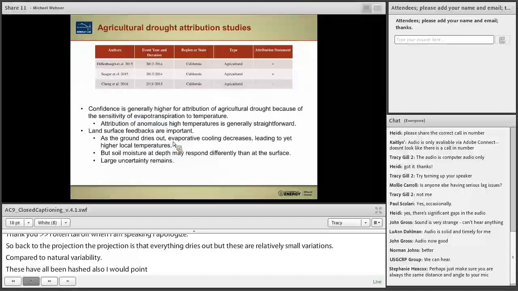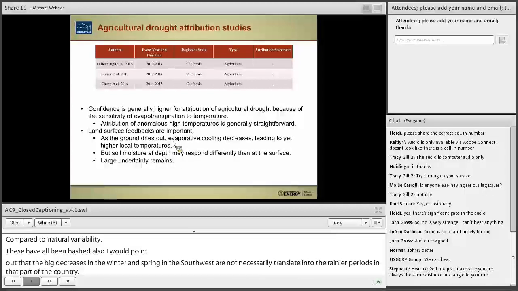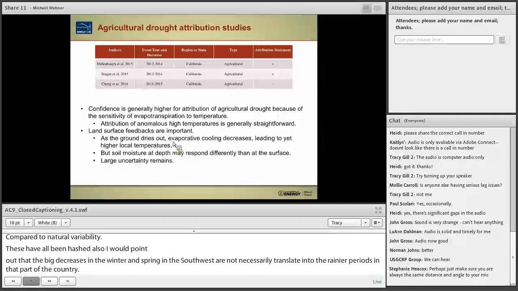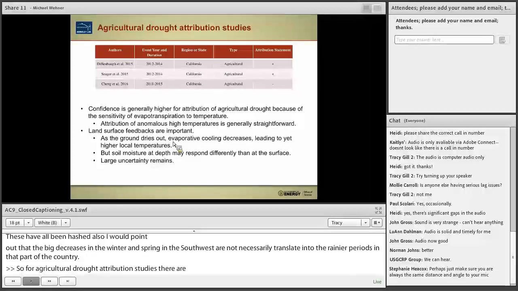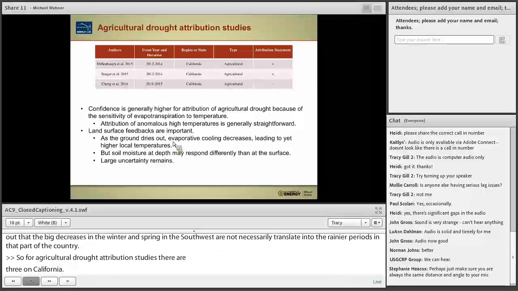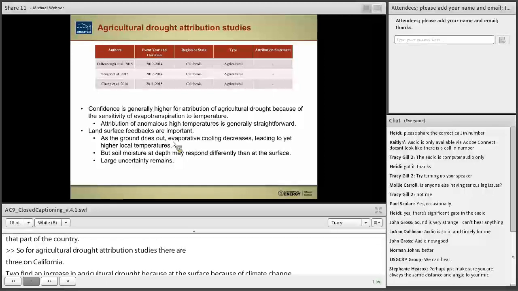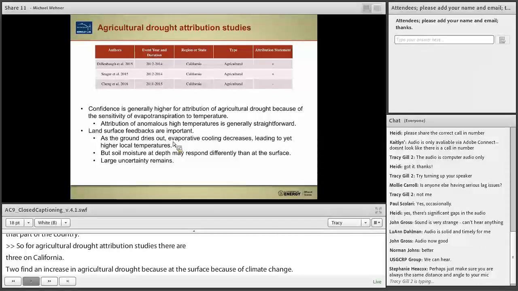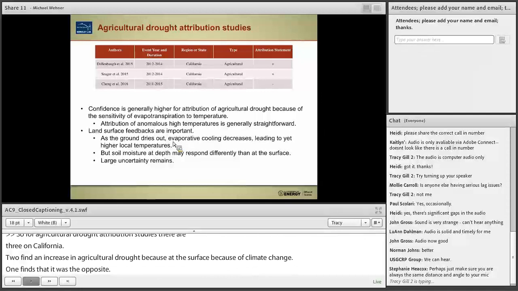So, I promised to go to agricultural drought attribution studies. There are three on California, and two find an increase in agricultural drought at the surface because of climate change. And then one finds that it was the opposite. And that study is a little different in that it's looking at soil moisture, not necessarily at the surface, but at deeper depths.